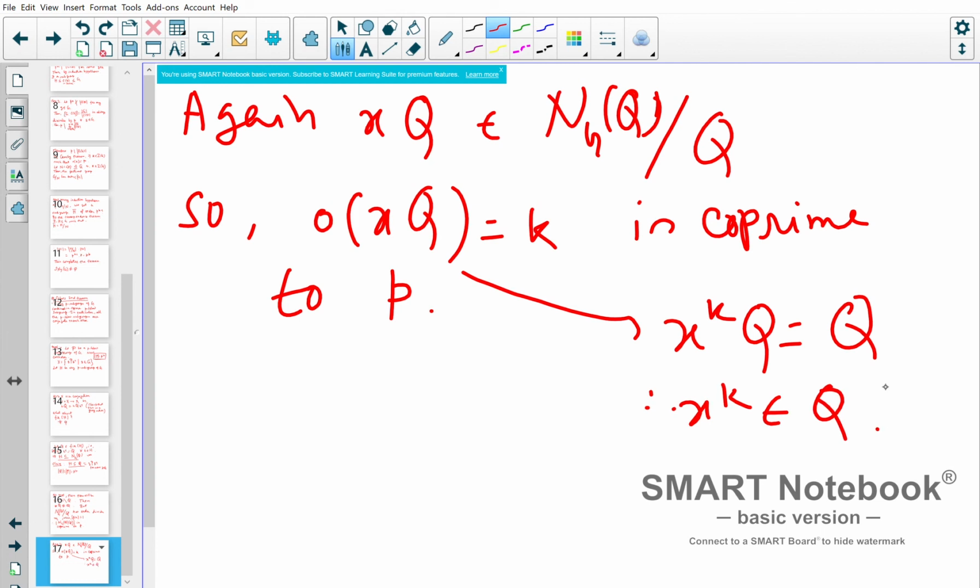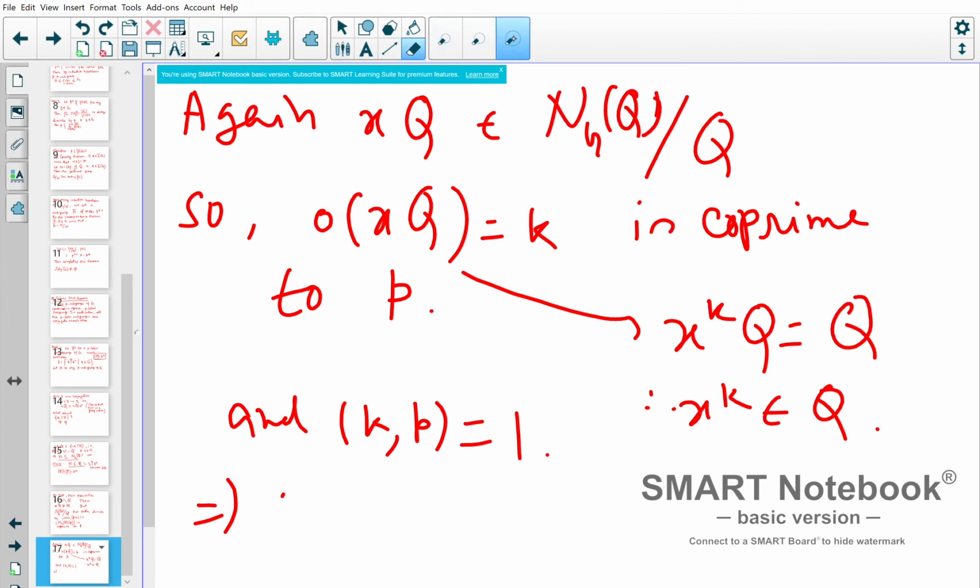The order of this means x to the power k, and GCD of k and p is 1. This you also know, right? Let me just tell one more thing here. The order of the coset of x in the coset of q with respect to x is coprime to p, and if it is k, then x bar k is an element of q, right?